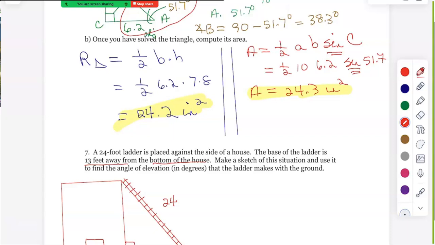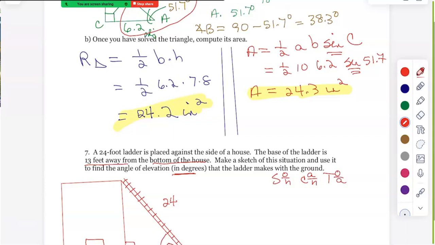the wording. And they say use this to find the angle of elevation in degrees that the ladder makes with the ground. Well, the angle of elevation is, here's the ladder and the ground. You're looking up to the top of the building. That's the elevation angle. I'm going to put it there as theta. So you're back in the world of SOHCAHTOA. This is a right triangle. I'm just going to write SOHCAHTOA right here again.